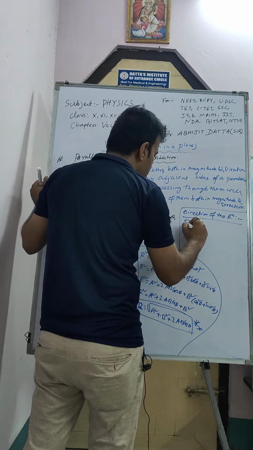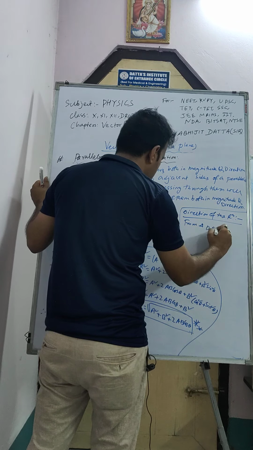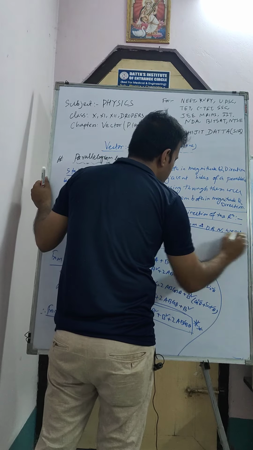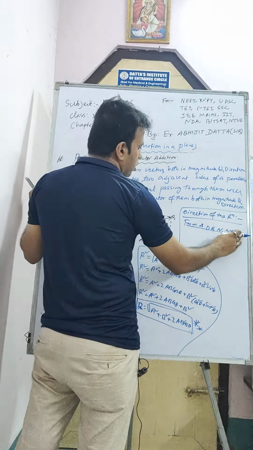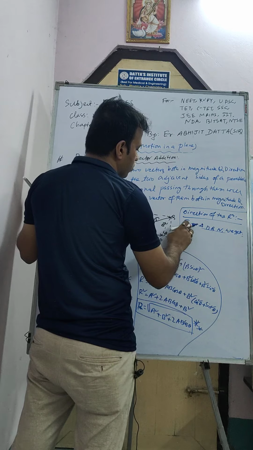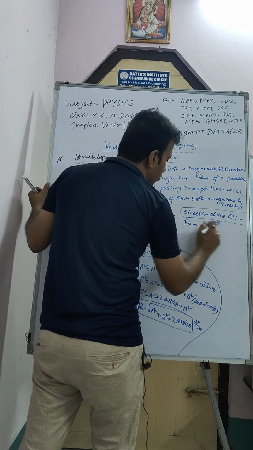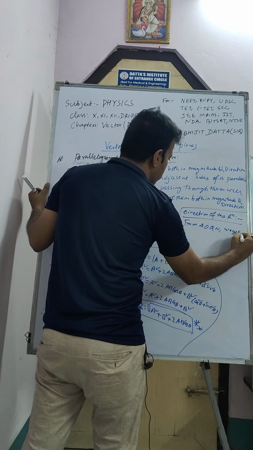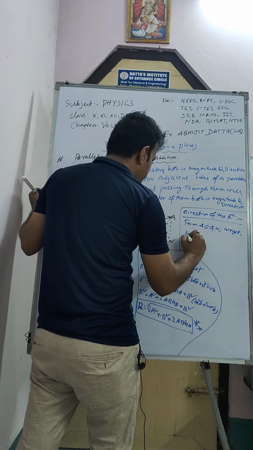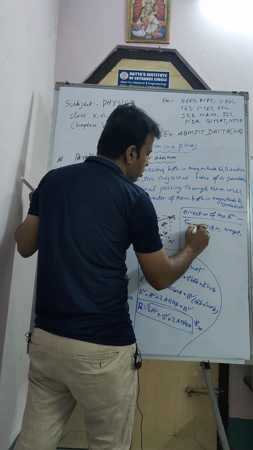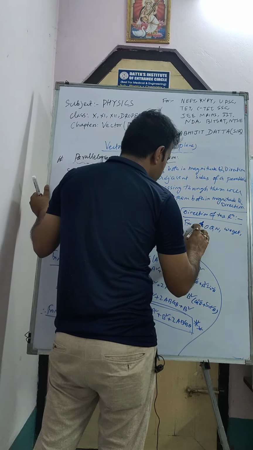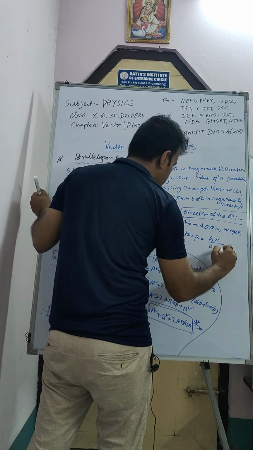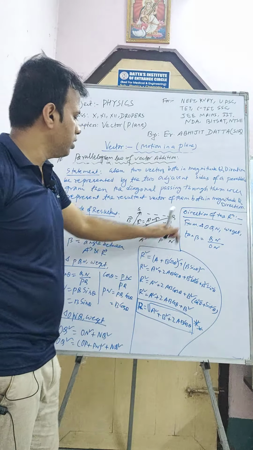So from triangle OQN, what do we get, sir? We get tan beta equal to QN by ON, right? Tan beta equal to QN by ON.